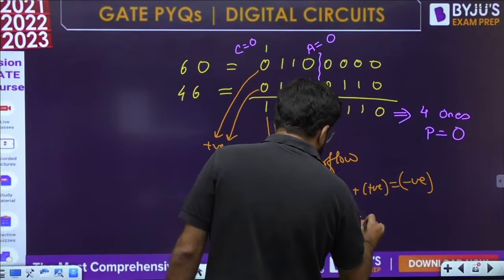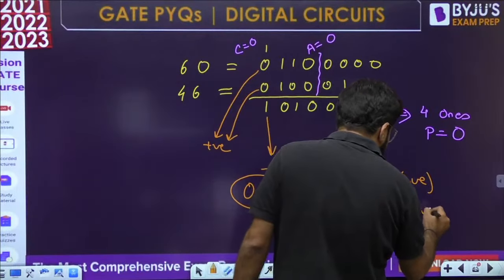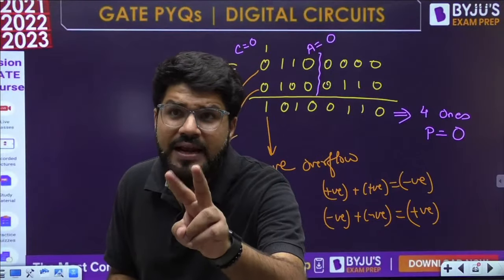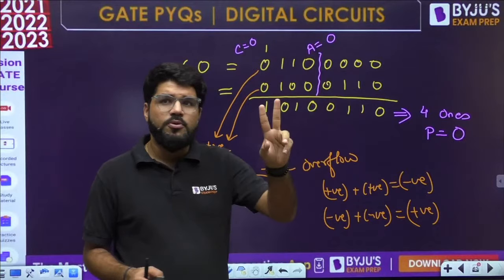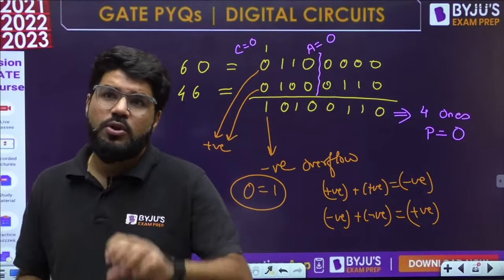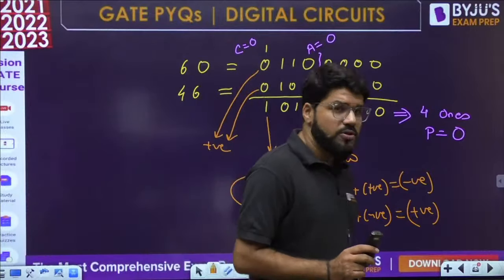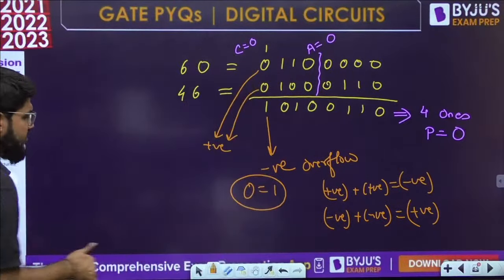Similarly, when negative and negative are added, negative plus negative should be more negative, but suppose the answer turns out to be positive, overflow occurs. Whenever two numbers of opposite sign are added, overflow cannot occur. That is impossible, because if the signs are opposite, the overall sum will pull down. So these are the two conditions of overflow. That also you can revise here. So the overflow flag will be one.